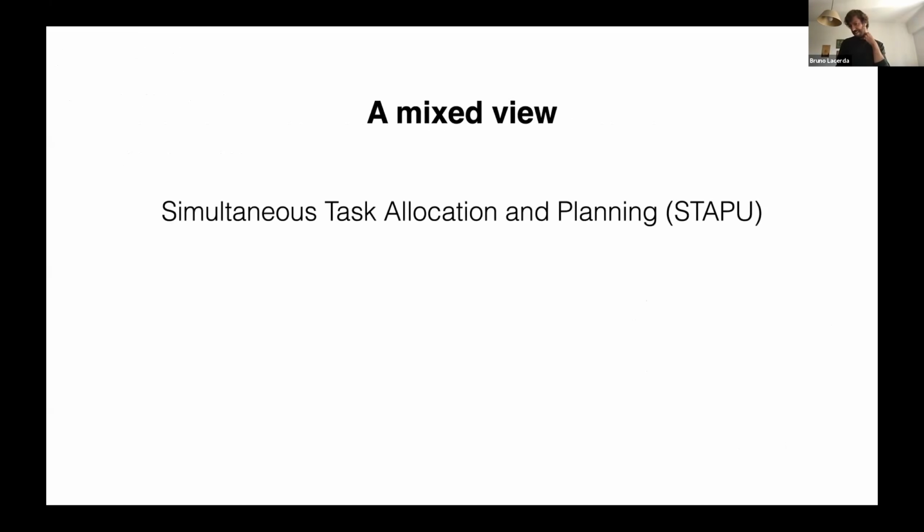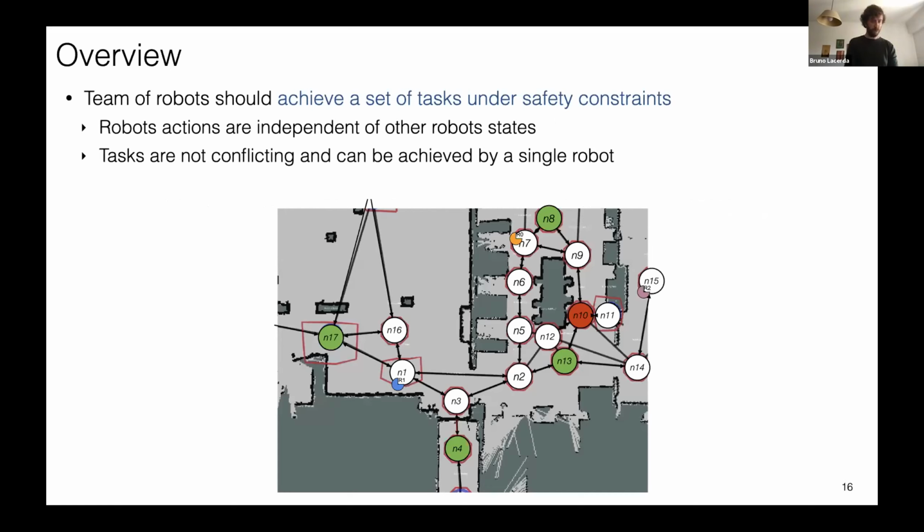So we started exploring other ways of having richer single robot models. And that takes us to a view that manages to get a bit of this global view and global guarantees with single robot guarantees, so local guarantees. And this is an approach that we developed based on simultaneous task allocation and planning. Just to give you a quick overview of the goal in this situation: we have a team of robots still navigating on a topological map, and we want to achieve a set of tasks under some safety constraints.